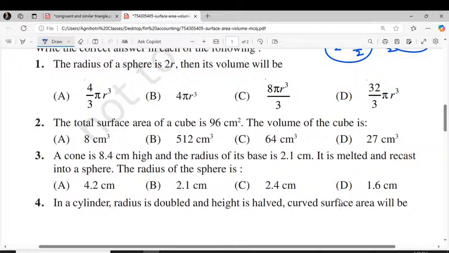The radius of a sphere is 2r, then what is its volume? Volume is 4 over 3 pi r cube. In the place of r, you put 2r into 2r into 2r. You get 2 to the 4 to the 8, 4 times 8 is 32. So 32 divided by 3, pi, r cube. Option D, obviously. Is it your answer? Okay, fine. Now you go with the next question.